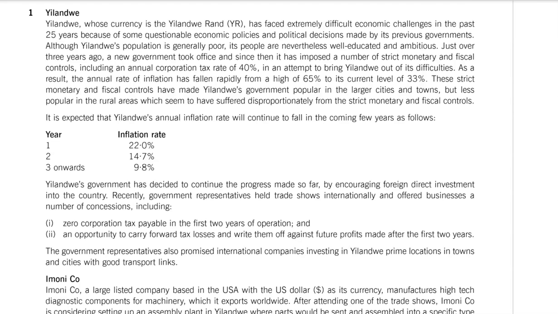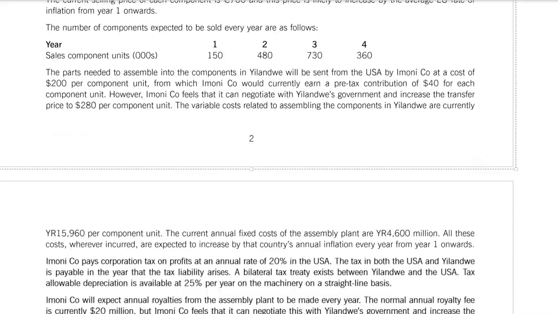In today's lecture, we are going to cover a past exam paper question of international investment appraisal. Let's move to the requirement first.